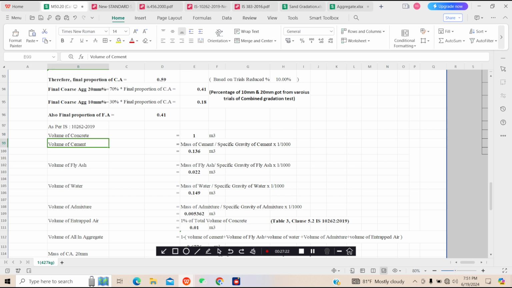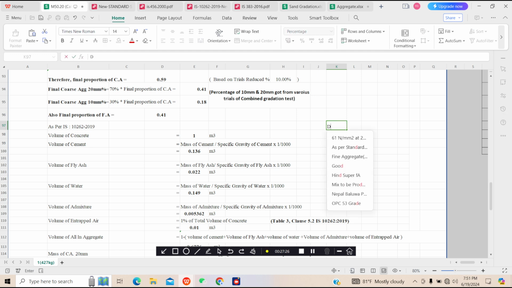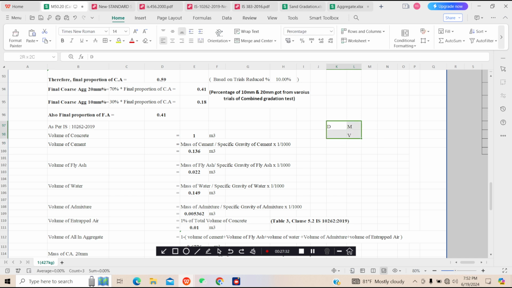We all know the formula for density equals mass by volume. Density equals mass by volume. So if we take the volume part up, then volume equals mass by density. So it's mass by density into 1 by 1000. We have multiplied by 1 by 1000 for unit conversion, nothing more.